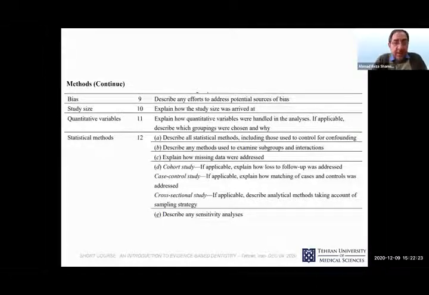The 10th item is about study size or sample size. The study size targets the random error. If the study size is adequate, we could rely on the random error. But for small studies, the random error is high and the statistical power is low.